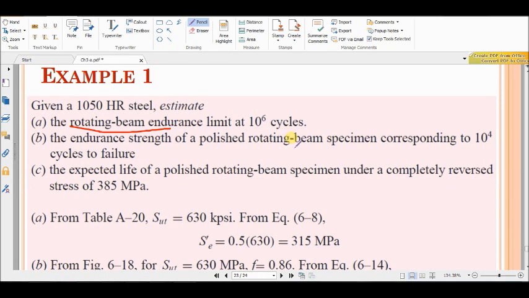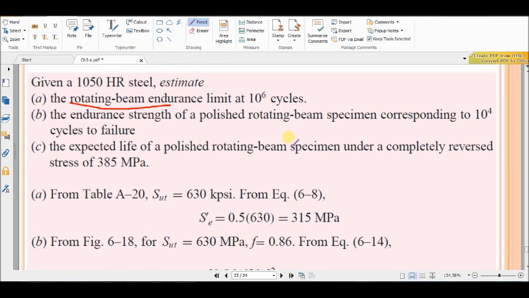And as I told you, one of the methods to approximate this endurance strength is to find 50% of the ultimate strength of the material. This material's ultimate strength is 630 megapascal, and 50% of this value is 350 megapascal. Sorry, I think this is megapascal.